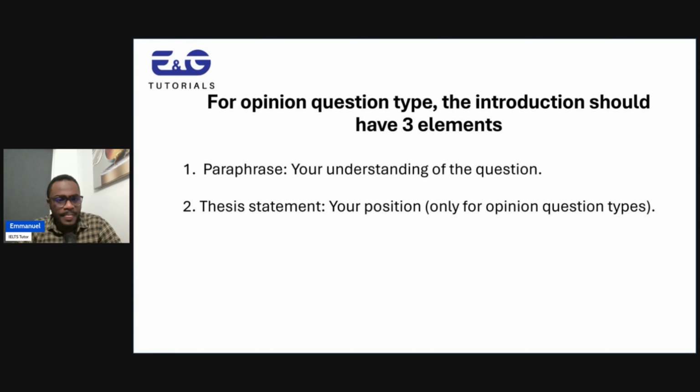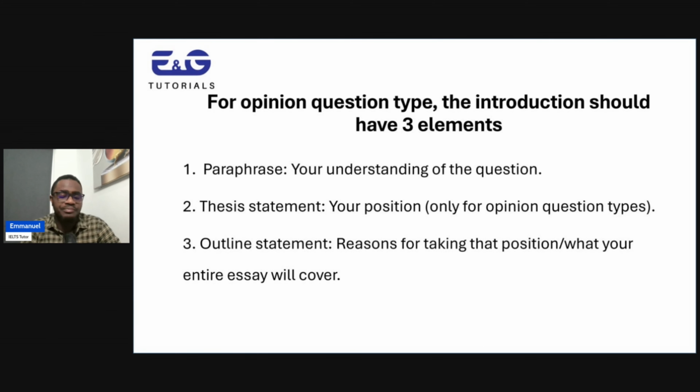Number two is what we call the thesis statement. It simply means your position. And the position is quite simple: do you agree or do you disagree? Simple. It's not complicated. Forget about the complex terms of thesis statement. It simply means that you tell them, this essay agrees, or this essay disagrees. That is what you do with the thesis statement. And it is strictly for the opinion question type, nothing else. So you don't have a thesis statement for all question types. It's only for the opinion question type.